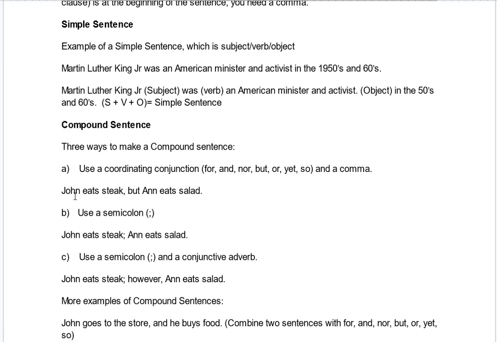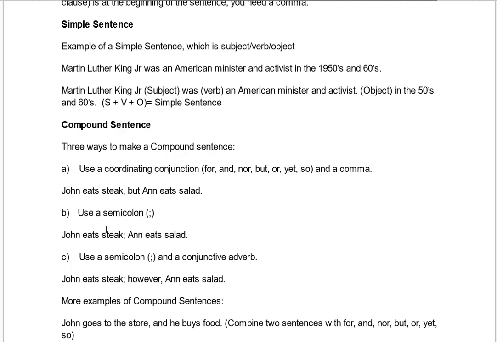Compound sentence, John eats steak, but Anne eats salad. So here you have one sentence joined to another by a conjunction, a coordinating conjunction, so you have 2 sentences joined by fanboys: for, and, nor, but, or, yet, so. You always have to add a comma before fanboys.